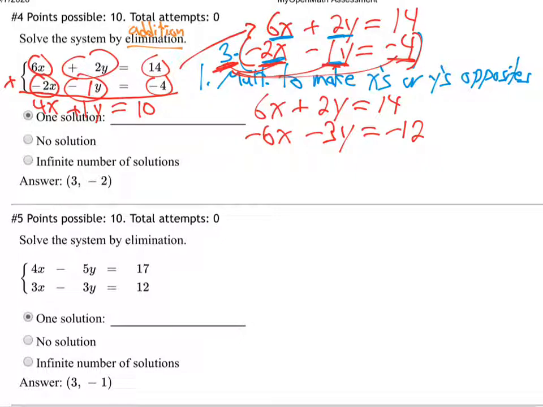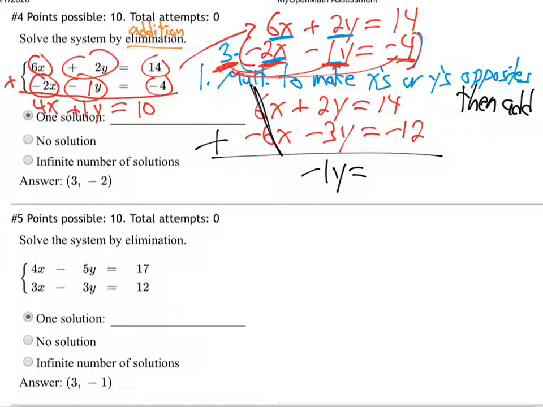Notice how I've made the x's opposites. So now step 2, or I'll just write it over here, then add. So now these x's will cancel. I purposely made them opposites, didn't I, so that they would cancel like that. So now they cancel by design. So that's good. That's what I wanted. I wanted them to cancel. So they will do that. So what's left for the y's? 2y minus 3y is minus 1y. 14 minus 12 is 2.